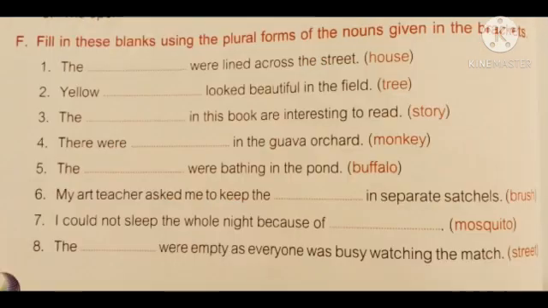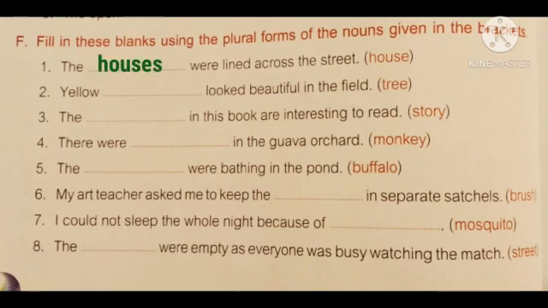F. Fill in these blanks using the plural forms of the nouns given in the brackets. Students, they have given singular words in the bracket. You have to convert them into plural and write in the blanks. First one, the dash were lined across the street. House. So, you have to write as houses.